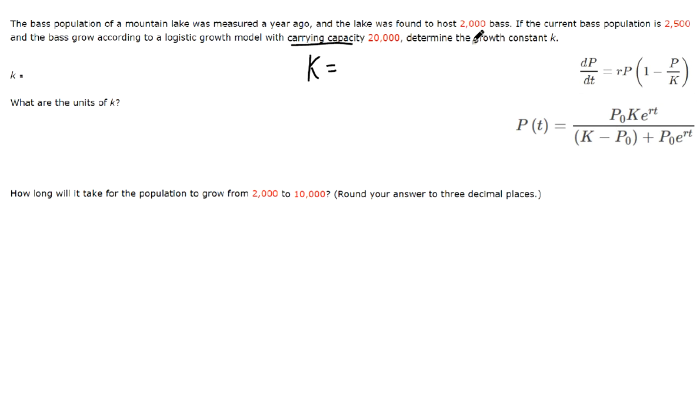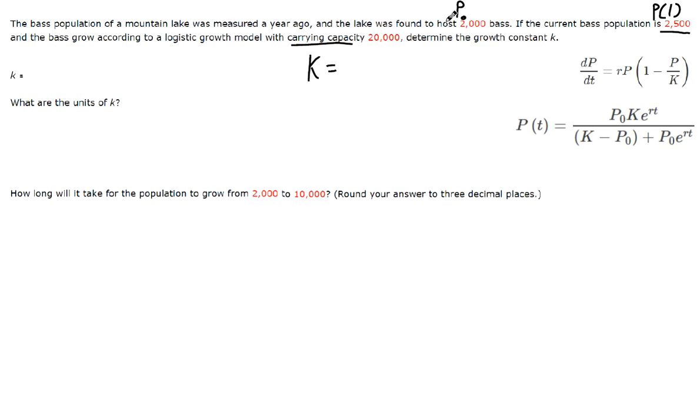Let's see. The lake has 2,000 bass. That was like the initial population, it seems. So I'm going to put that as P sub 0. That was a year ago. So 1 year ago was 2,000. So maybe this is P of 1. After 1 year, we have 2,500. Yeah, I think that's what we've got to do.